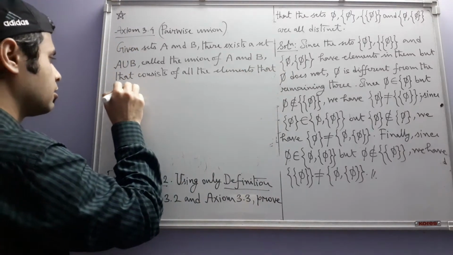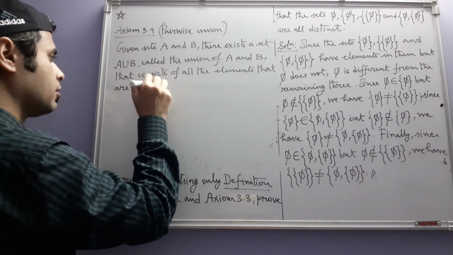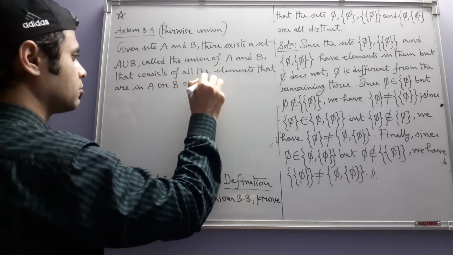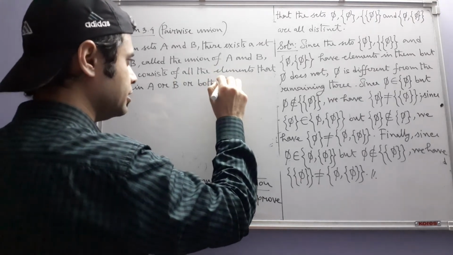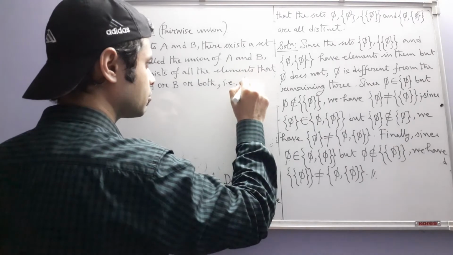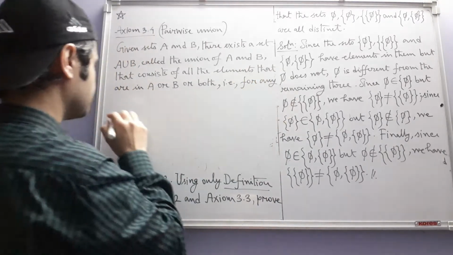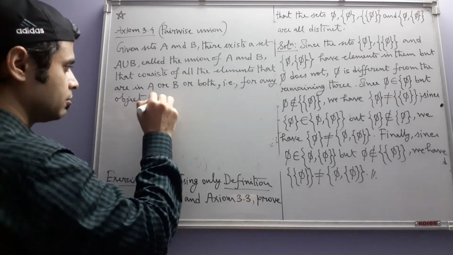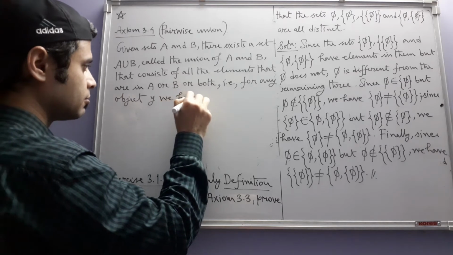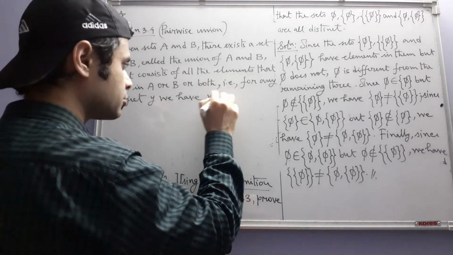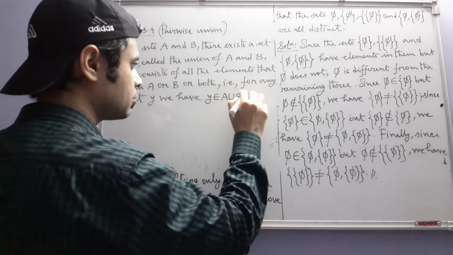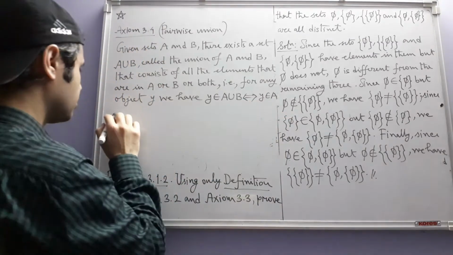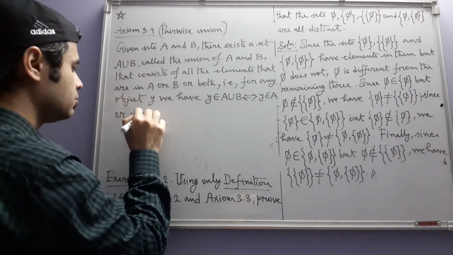that are in A or B or both. That is, for any object Y, we have Y belongs to A union B if and only if Y belongs to A or Y belongs to B.